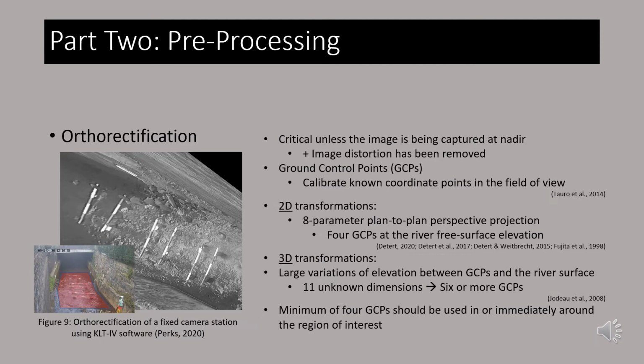And if that's the case, then a projection has 11 unknown dimensions and can only be solved with more than 6 ground control points. And we tend to say that you want a minimum of 8, an absolute minimum of 8. The more, the better the redundancy. And it's also suggested that you have at least 4 GCPs around or within the immediate region of interest, and that's to achieve the best results.